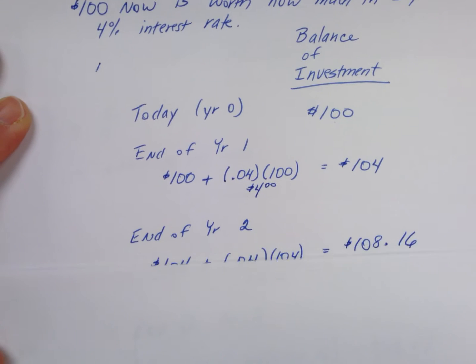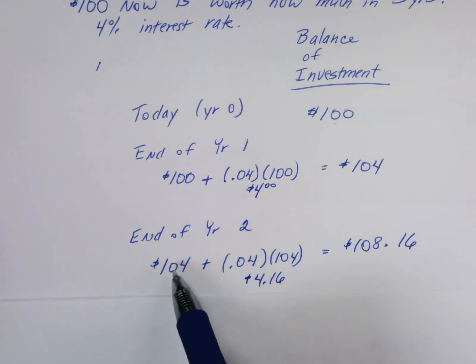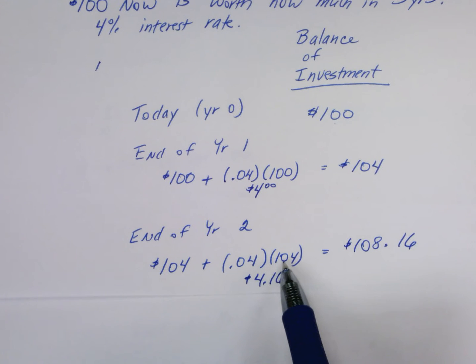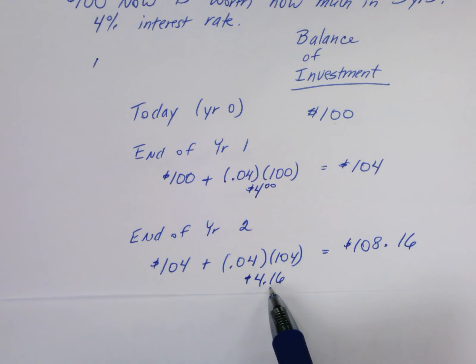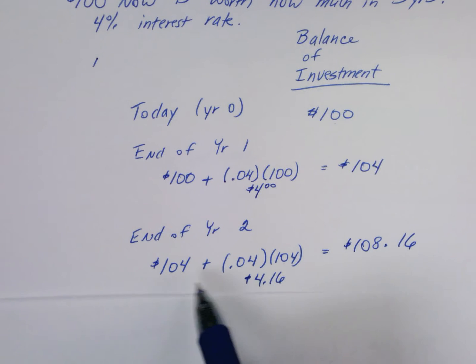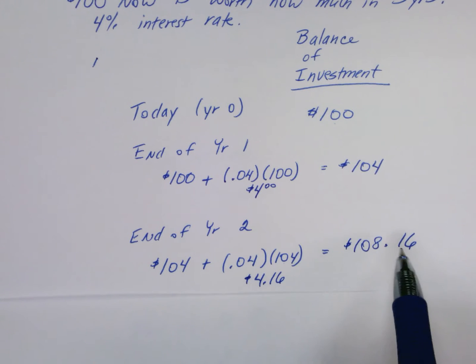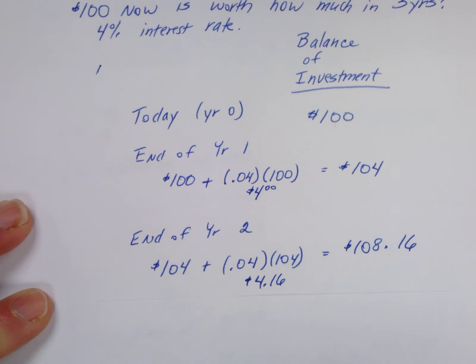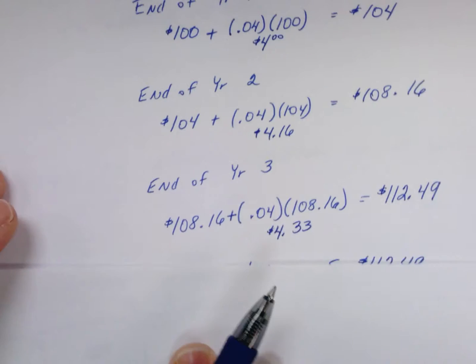Year 2 then, same thing. We start off with $104 and add it. That amount now earns interest over the whole next year. So $104 earning 4% interest gives, at the end of the second year, another $4.16 of interest, which gets added on to the balance just prior, and so at the end of 2 years we have $108.16 in the account.